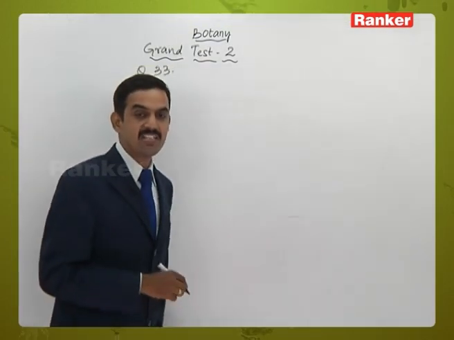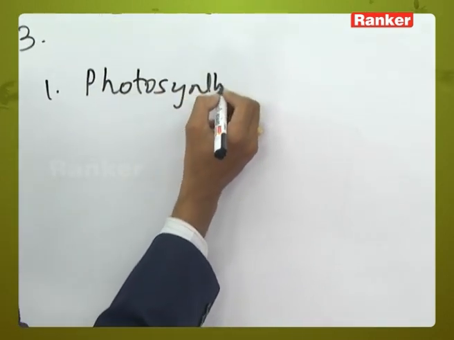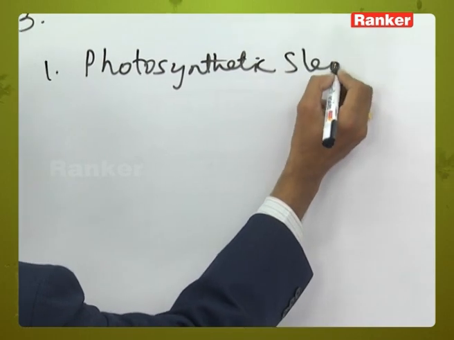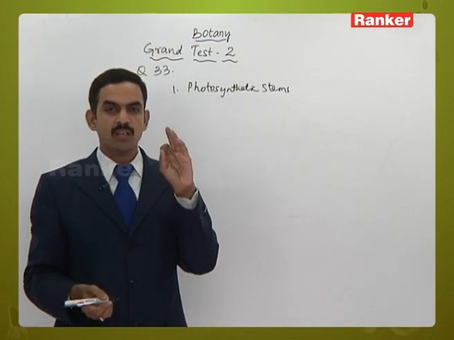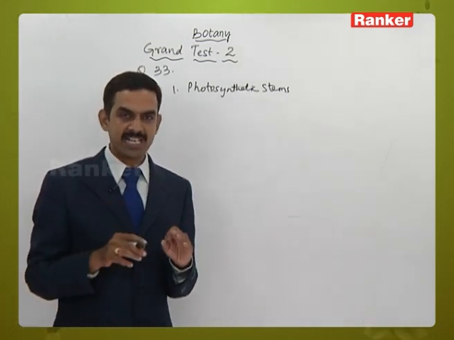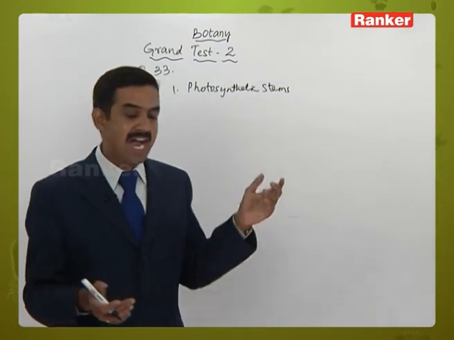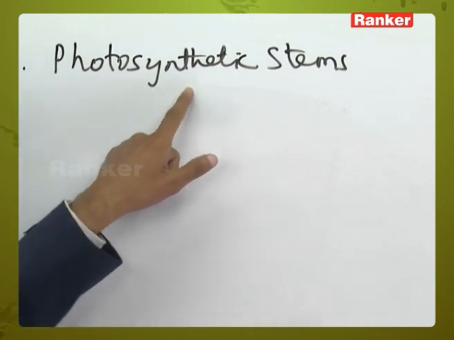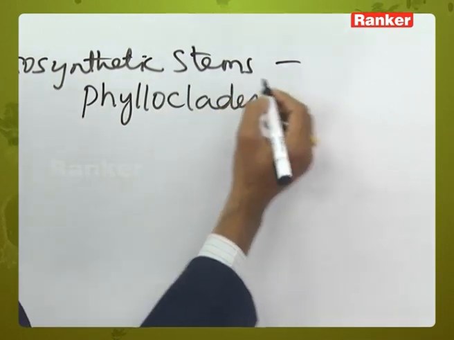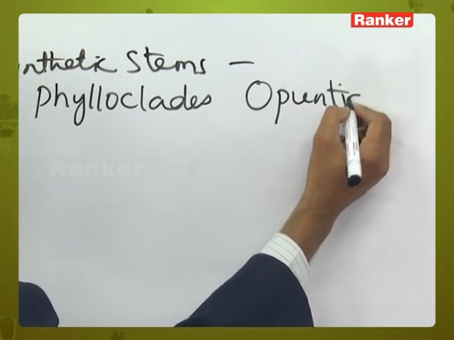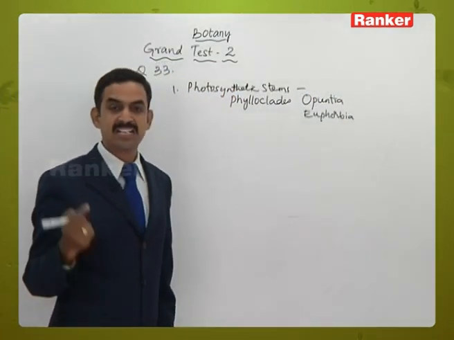Okay, here they had given some modified stems. First one, photosynthetic stems. What are these photosynthetic stems? In some desert plants where the leaves are modified into either spines or scale leaves to reduce the rate of transpiration, the function of the leaves is taken up by the stems, and those are called photosynthetic stems. Those are nothing but phylloclades. That is seen in Opuntia and also in Euphorbia. So this combination is correct.